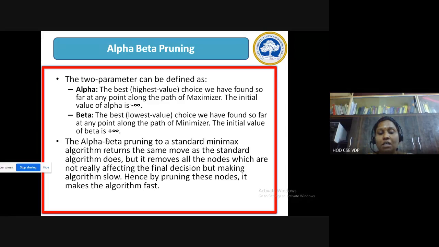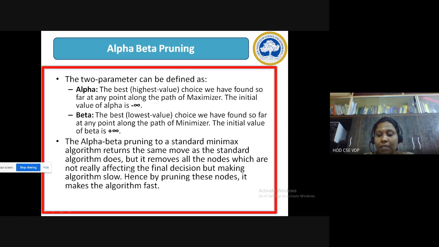The optimal strategy: if you are playing max, you have to go for a maximization, that is, you have to edit the value of alpha. And if you are playing minimization, you have to edit the value of beta. This was what was discussed last class. And the initialization values were minus infinity for alpha and plus infinity for beta.